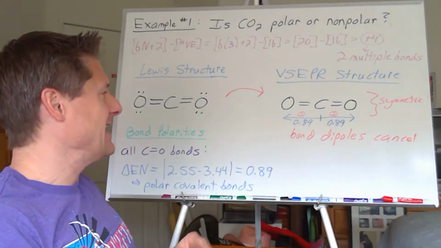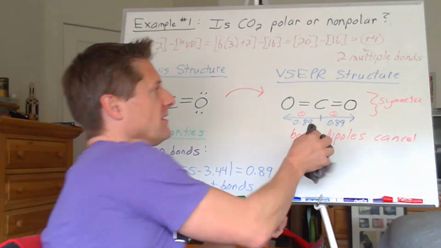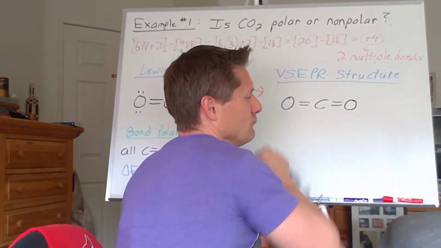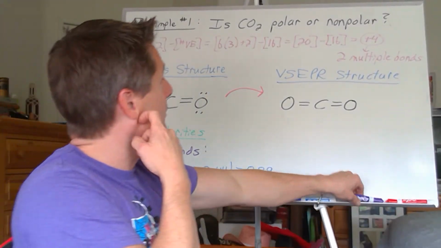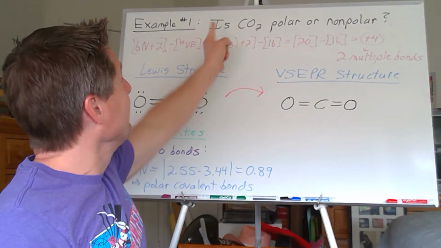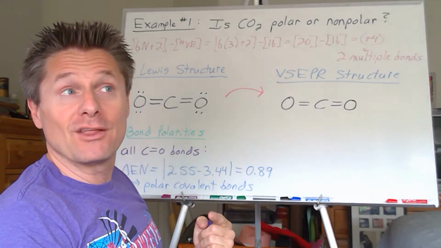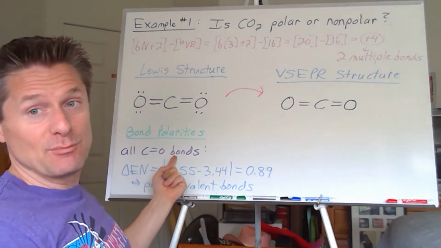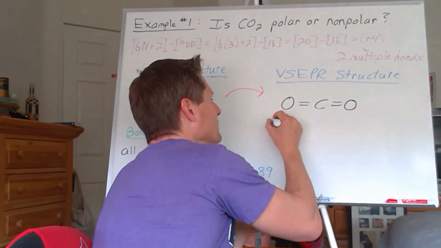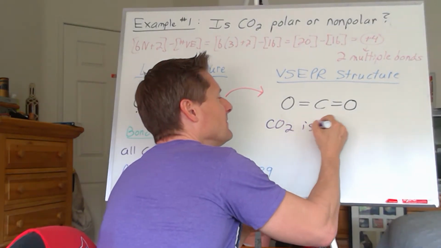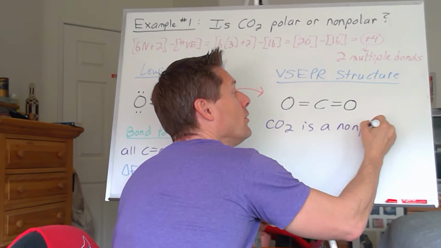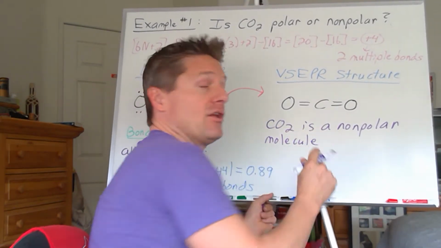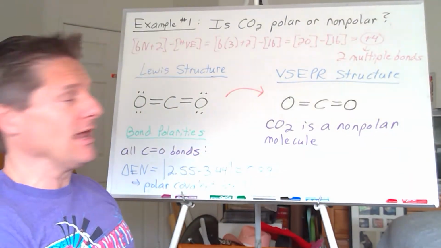This is how I like to see it when you're answering a question. Okay, so let me erase all this. Those bond dipoles cancel out. So if I want to answer this question, let's state the fact. Is CO2 a polar or non-polar molecule? It is a non-polar molecule because it has polar bonds, but it's symmetric and they cancel out. So let's say CO2 is a non-polar molecule. There's the answer, and I'll usually ask you to explain why.